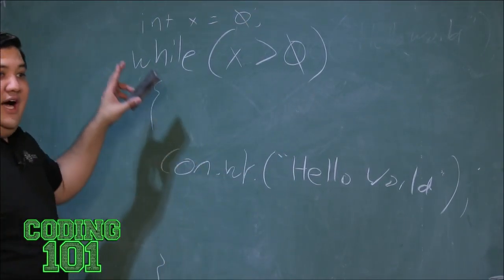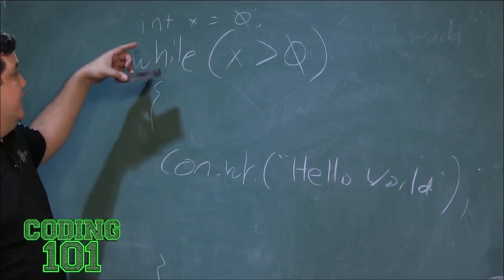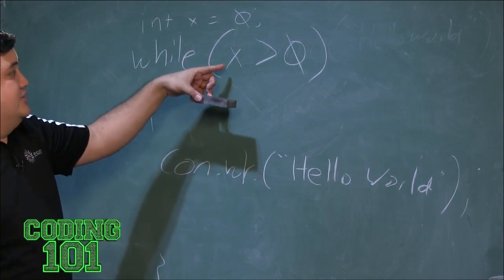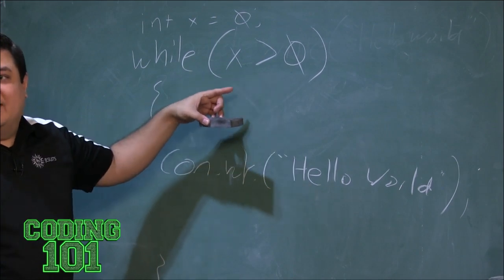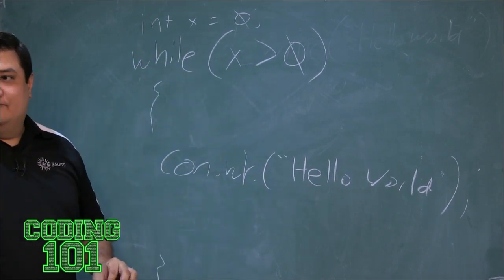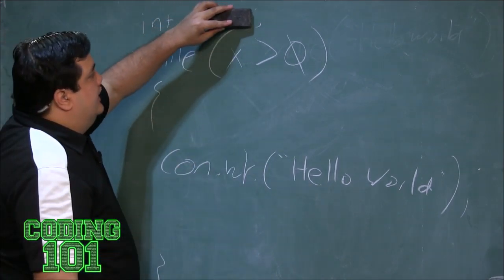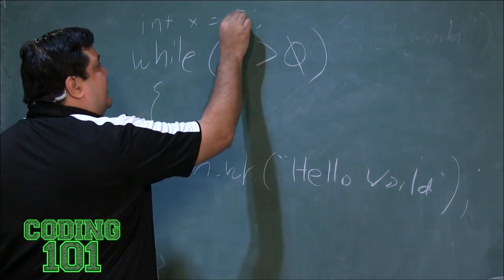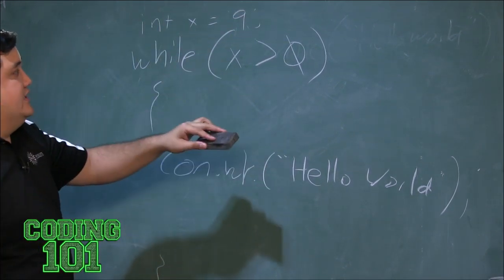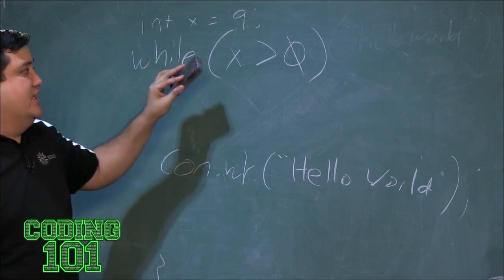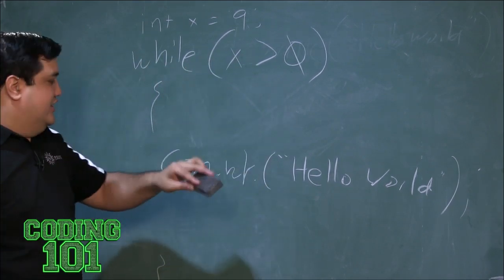Okay? So if I start out my value as 0, when it gets to the while loop, x is 0. So is 0 greater than 0? No. It's not, which means this will never ever run. Okay. So if you put in a different number like 9. Let's put 9. So x equals 9. Now it's going to get to the while loop. Is 9 greater than 0? Yes, it is. So it's going to do this.